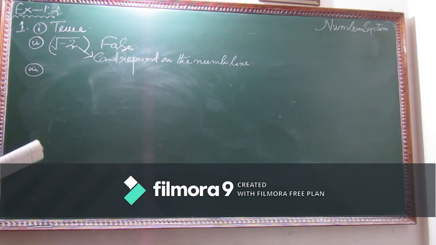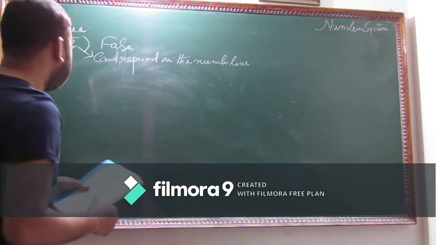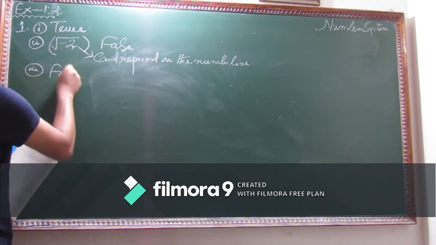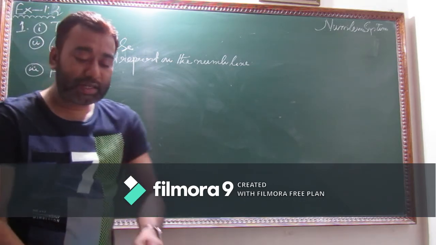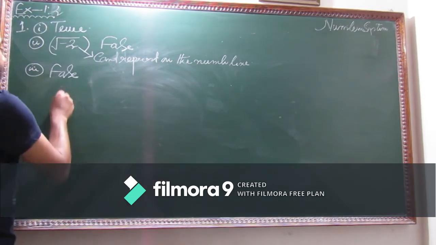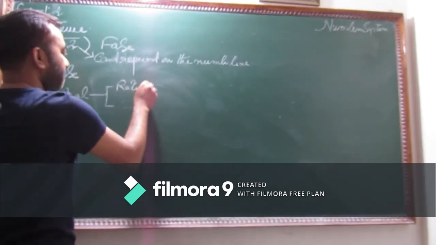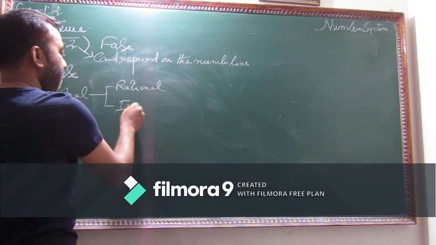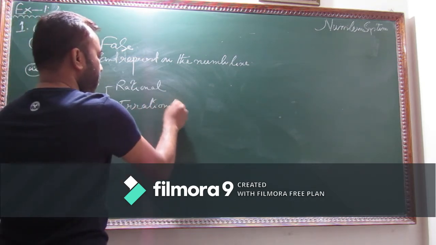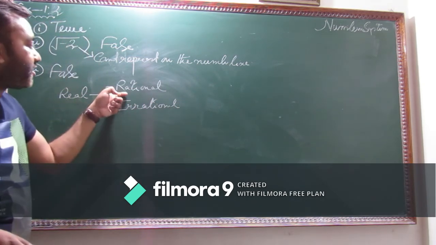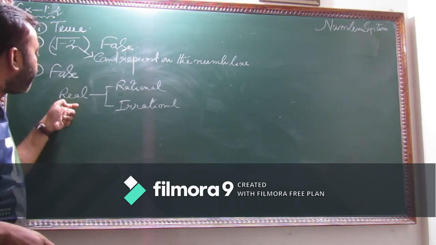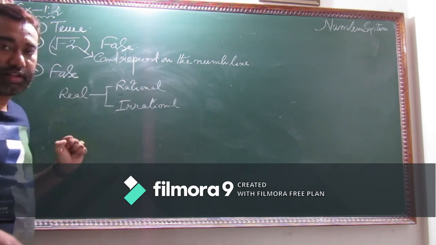Now I am going to start the third. What did they say in the third question? They said that every real number is an irrational number. This is also false. Because real numbers consist of what? Real means rational and irrational. So real numbers are not only irrational, they are also rational. So this is false.